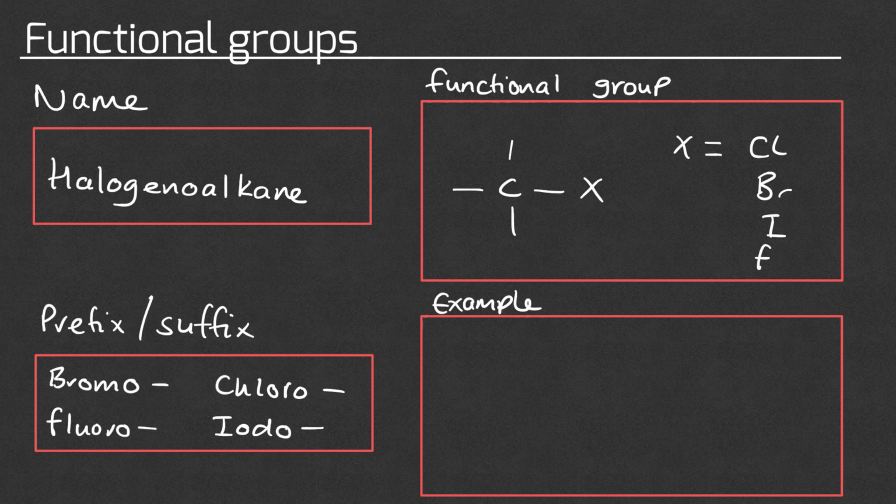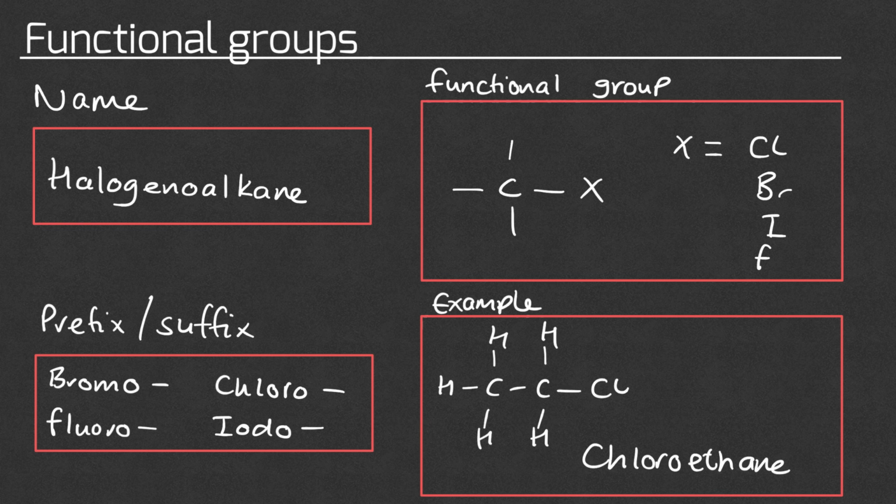As a halogenoalkane could be any of the halogens attached, when we're using general representations, we typically use an X, and an X just means it could be any of the halogens, chlorine, bromine, iodine, or fluorine, and that atom is just attached to a carbon. So for example, this would be chloroethane.